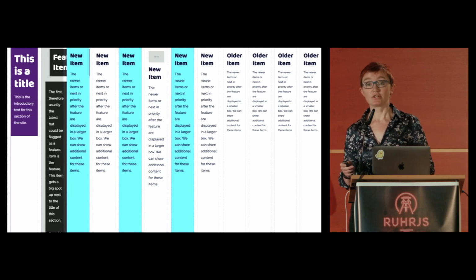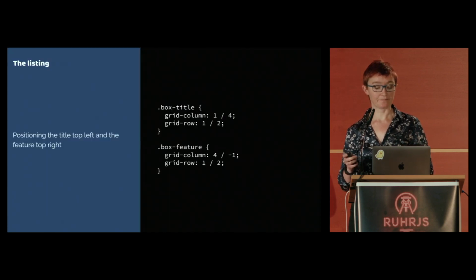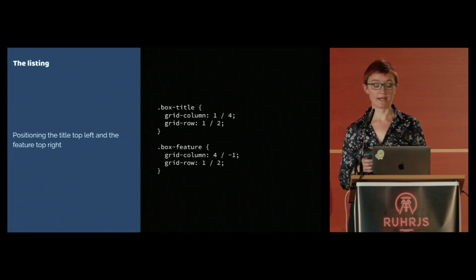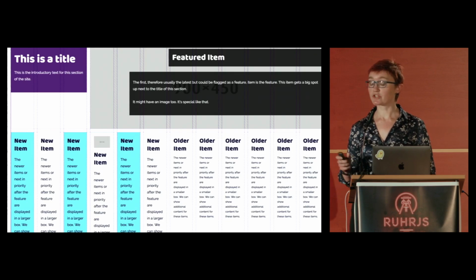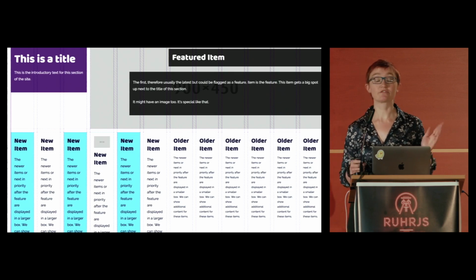So the first thing I want to do is position the title and the main content there. So I'm just using line-based positioning. So I'm positioning the title on the left and then the main content on the right. So we're getting somewhere. We've got the top two items looking as we want them, but auto-placement's carrying on with the rest of the boxes and just laying them out, stuffing them into those column tracks.